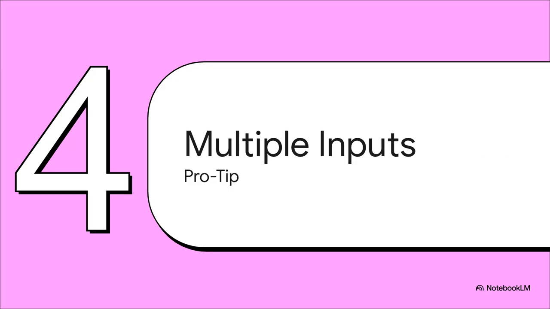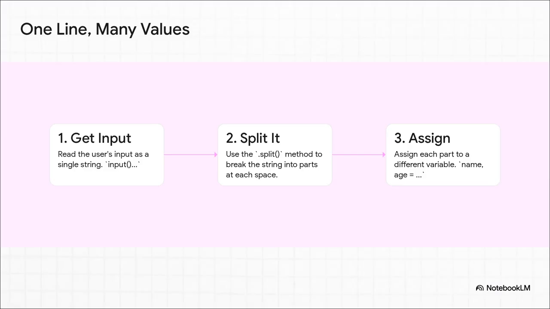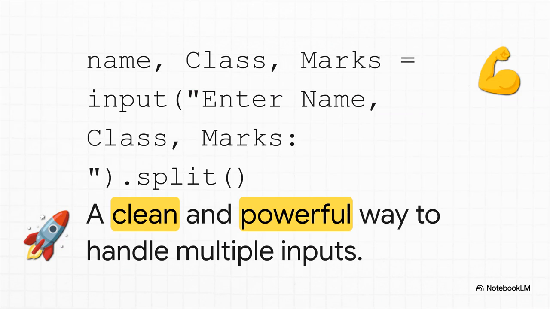Okay, before we finish up, I've got one more pro tip for you that's going to make your code way more efficient. Instead of asking the user for input line by line, you can actually grab multiple pieces of information all at once. It's a really simple three-step process. First, you just use input to grab the whole line of text the user types. Second, you just tack on .split right after it. This magic method breaks the string apart everywhere it sees a space. And third, you just list your variables on the left side, and Python will automatically assign each piece to a variable in order.